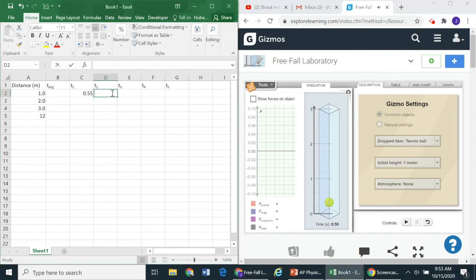0.50. 0.45. 0.50. Notice actually it was on the bounce back up again, so let's get rid of that one. That was a bad one.